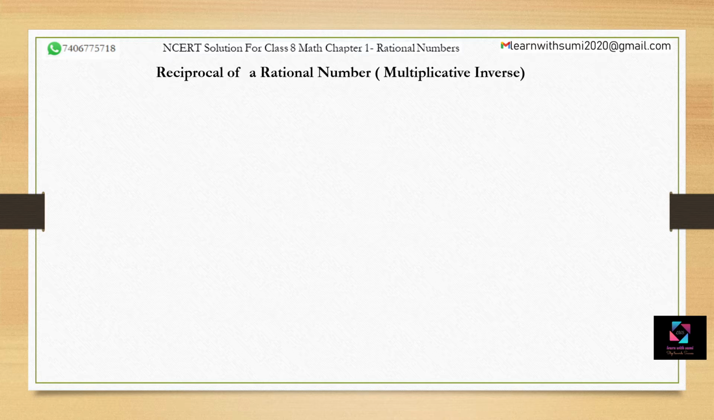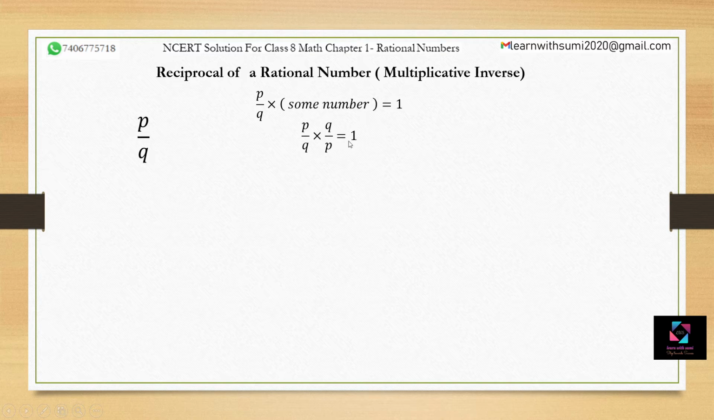When you multiply p by q with some number, that number could be q by p, which will result in 1. For example, you have p by q and you are multiplying this number with some number which results in 1. That number could be q by p, that is just interchanging the numerator and denominator. p by q into q by p is equal to 1. p and p will get cancelled, q and q will get cancelled, and you will get 1 as the answer.